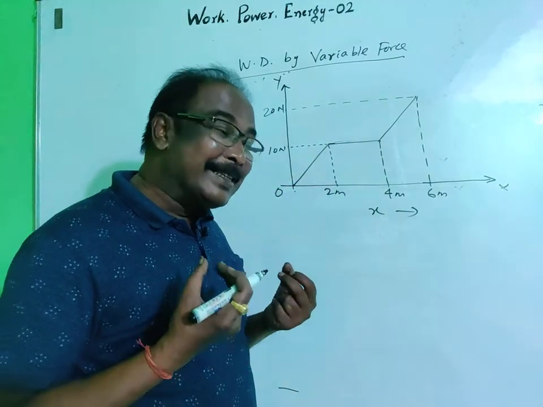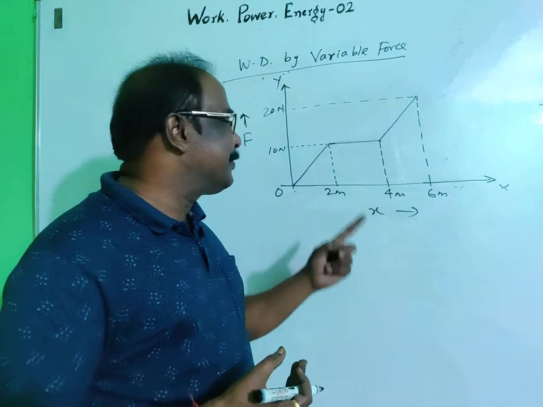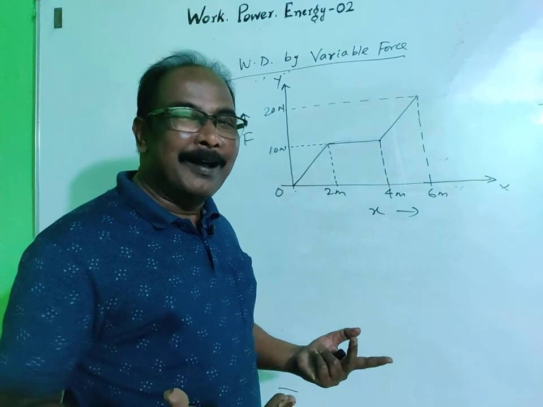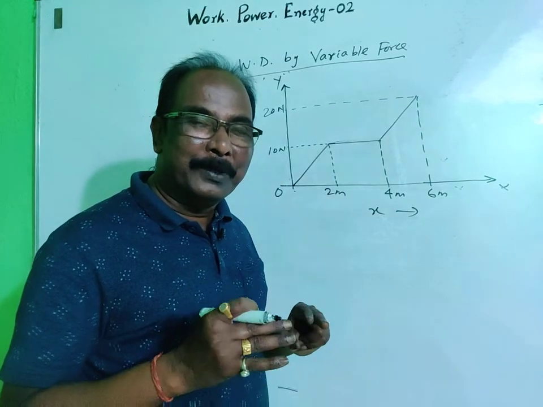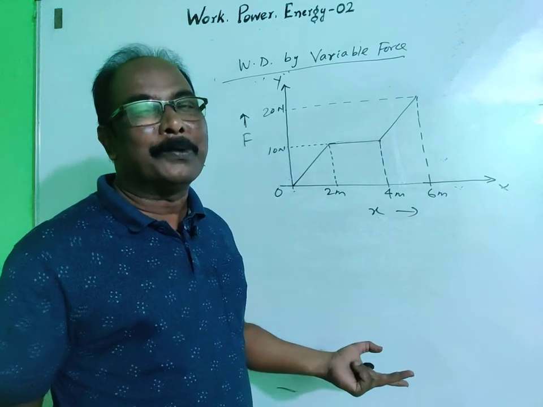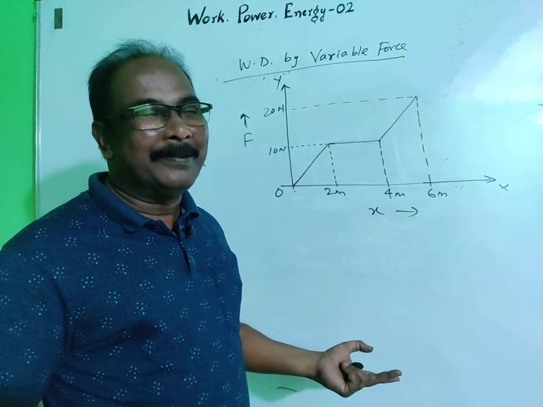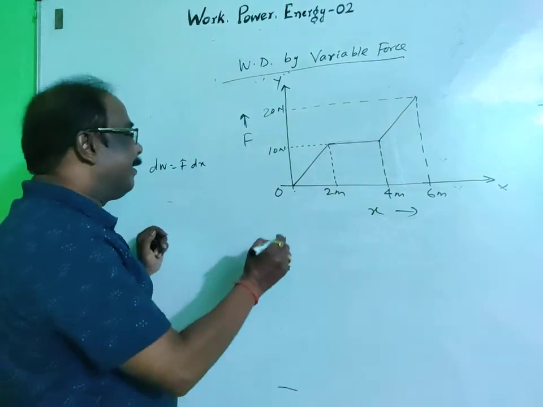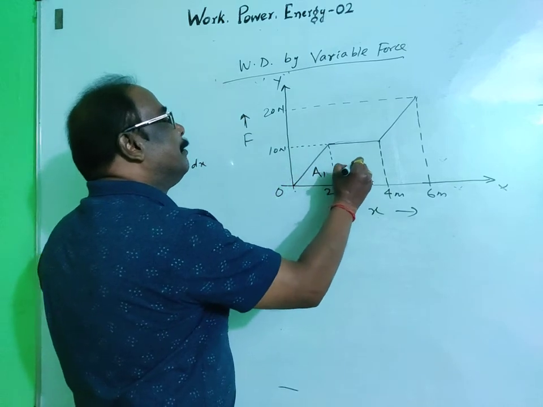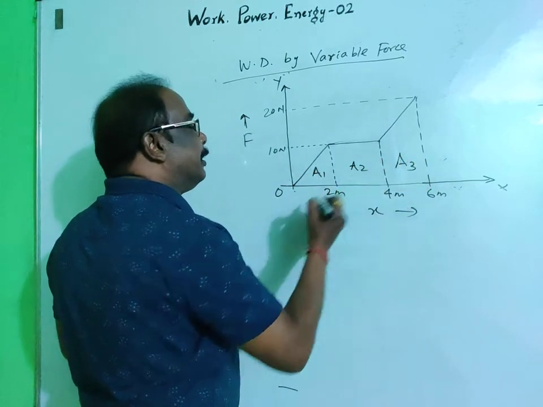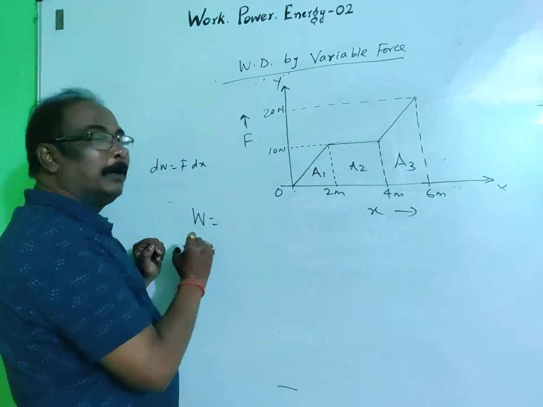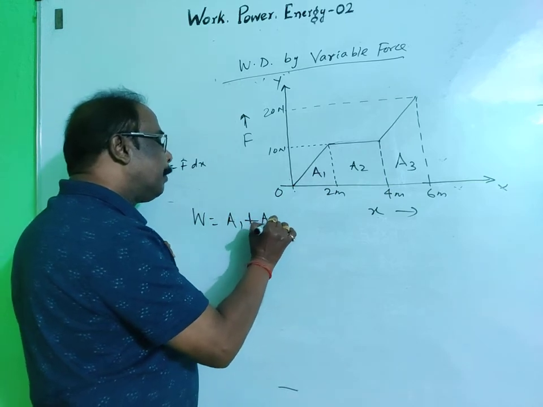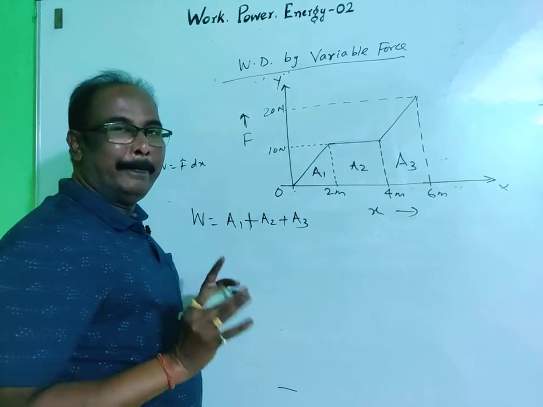So simultaneously we can calculate total work, means work done by variable forces and work done by constant force. We have discussed how to calculate work done by constant force by using graphical method, area under the graph. Here also work done by variable force can be calculated by calculating area under the graph. Let this area be A1, this area A2, this area A3. Then total work is equal to total area under the graph, means A1 plus A2 plus A3. Is it clear?